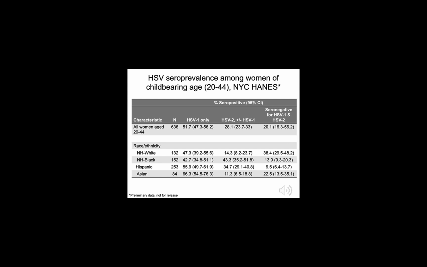Over here in the right column, let's look at non-Hispanic white women. 38.4% are seronegative for both herpes 1 and herpes 2, and therefore, at some level, would be considered to be at risk for acquiring herpes during pregnancy. In contrast, only 13.9% of non-Hispanic Black and 9.5% of Hispanic New York women of childbearing age have antibody to neither herpes 1 nor herpes 2.